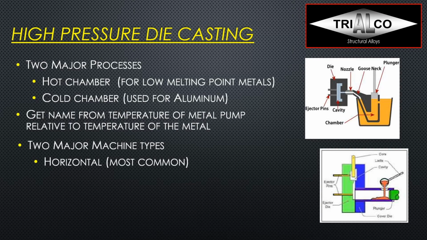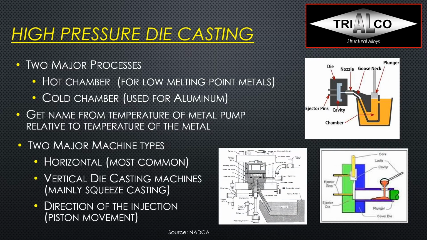The most common one is the horizontal cold chamber machines for horizontal high pressure die casting. And then we have the vertical die casting machines, in which case the piston is actually coming from the bottom and is pushing the metal upwards and into the cavity. This is mostly used for squeeze casting, but can also be used for the conventional high pressure die casting. So really here we are just distinguishing between the direction of injection or piston movement.